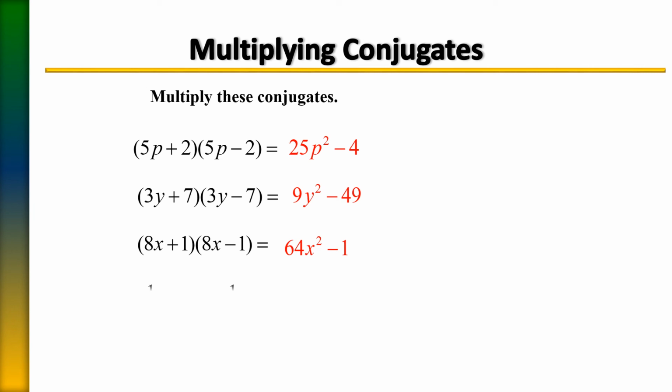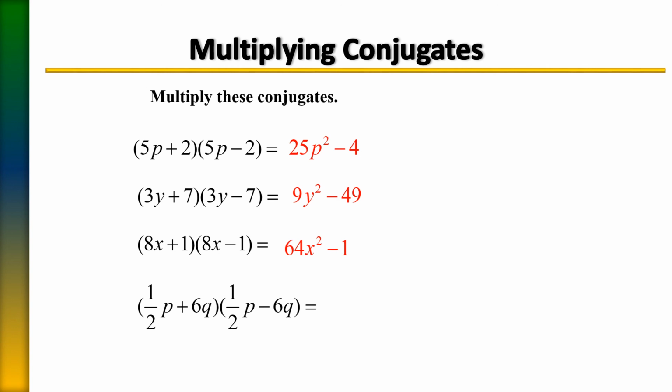Let's do one more. Don't let those fractions scare you. You can do it. What is 1/2 times 1/2? Well, if you multiply the numerators, 1 times 1 is 1. If you multiply the denominators, 2 times 2 is 4. So 1/2 times 1/2 is 1/4. You have two p's, so that's going to be 1/4 p squared.